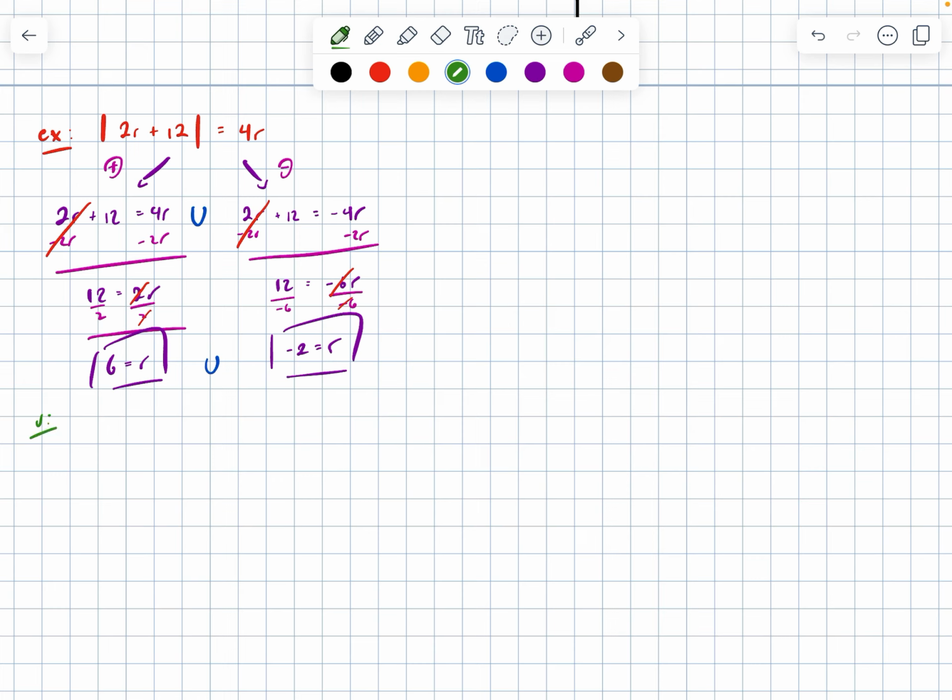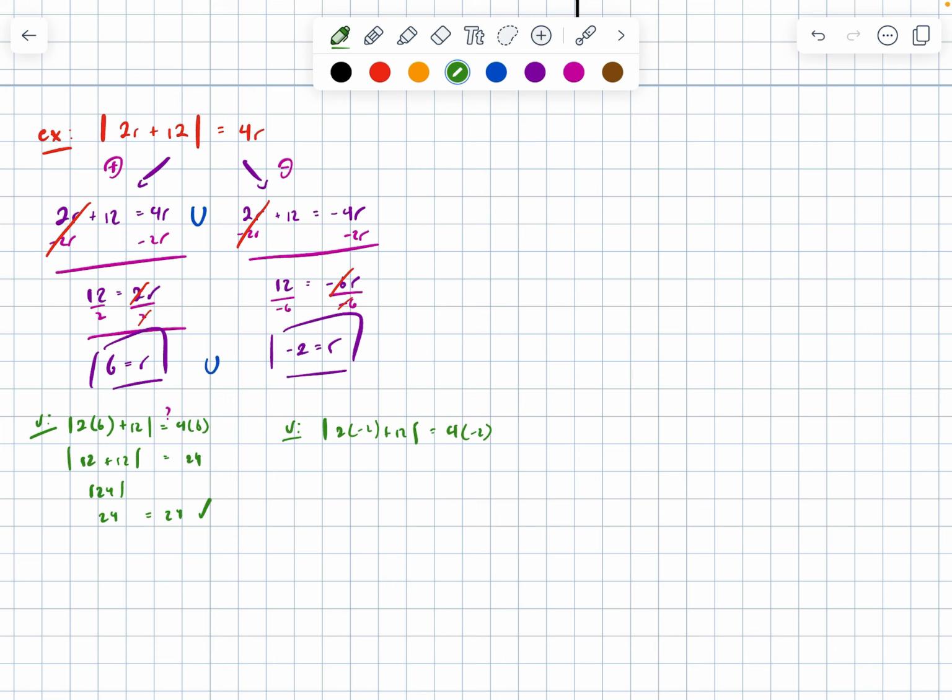Okay, again, to make sure we didn't do anything weird, let's check our work. On the left equation, I want to check if I substitute in 6: is the absolute value of 2 times 6 plus 12 equal to 4 times 6? So in our absolute value bars, well, I've got 2 times 6, that's 12. 12 plus 12 is 24. The absolute value of 24 is 24. And then on the right, I've got 4 times 6, which is 24. Is 24 equal to 24? Heck yeah.